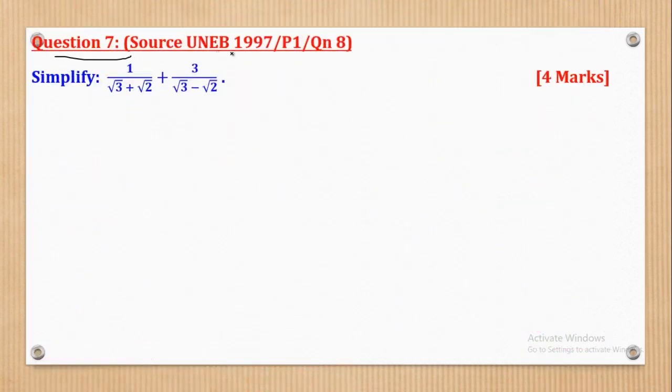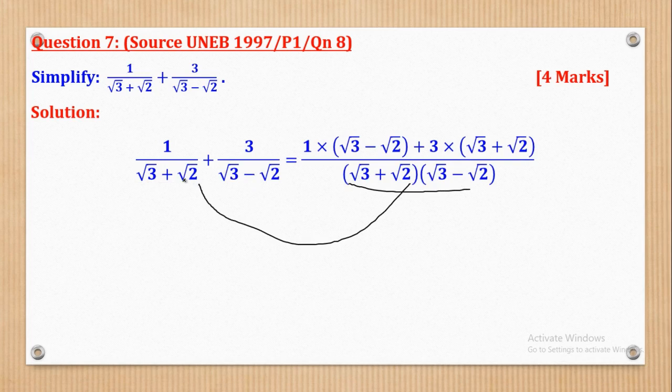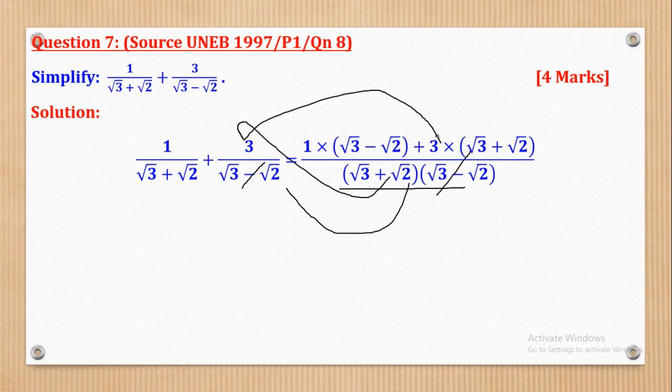Then question 7 came from UNEB 1997 paper 1 question 8 and says simplify this. So the first thing to do is to get the LCM. LCM of these two is the product, so we're going to multiply the two to come up with that. Then from there, this LCM divided by this, you realize that this cancels with this, so remain with root 3 minus root 2. So root 3 minus root 2 times 1 gives you this part. Then similarly, LCM divided by this cancels with this, so remain with this, which multiplies by 3 to give you this other part.